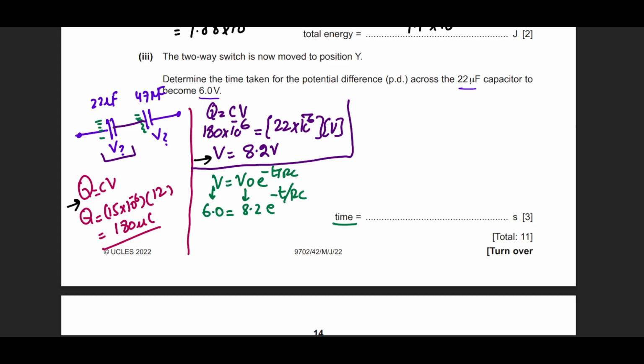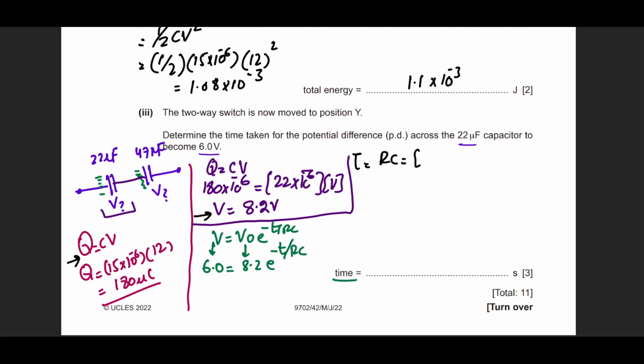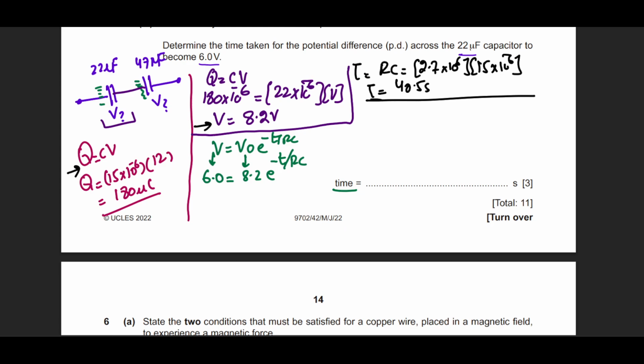RC is tau, the time constant. So tau can be found by simply RC. So what is the resistance of the circuit? That is 2.7 mega, so that is 2.7 into 10 raised to power 6, multiplied by the capacitance of the complete circuit, which was actually 15 into 10 raised to power minus 6. Okay. So this tau is equal to 40.5 seconds. So we're going to put this in place of RC.